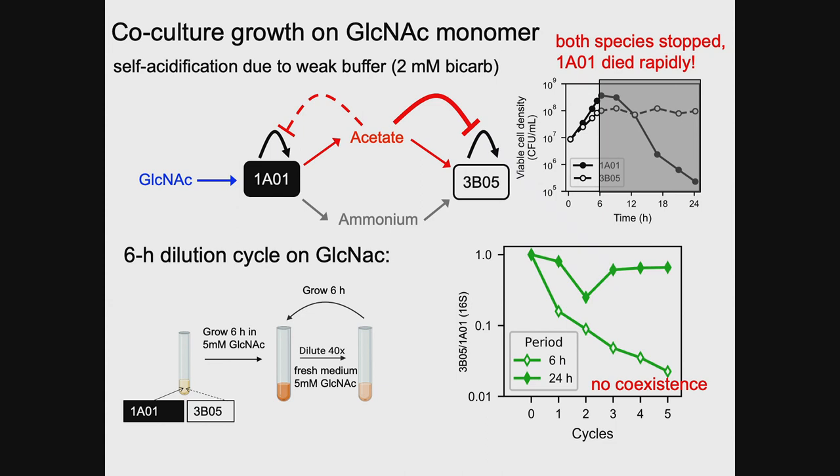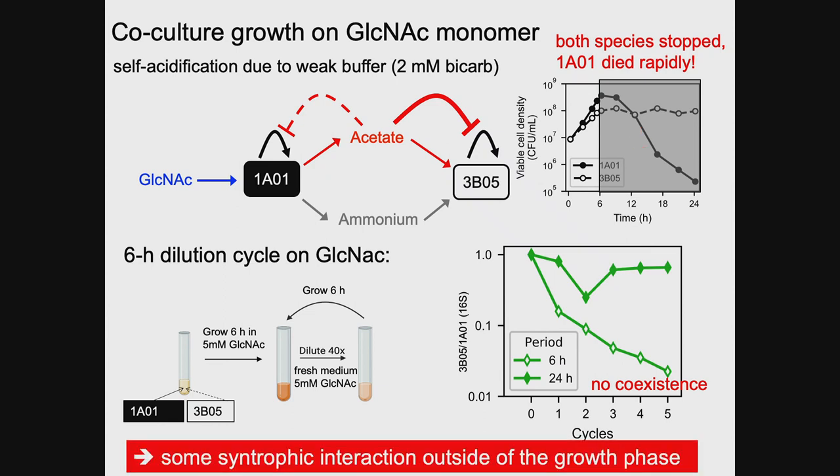And indeed, if we do a very rapid dilution, then only A survives, B doesn't. B cannot keep up with A. So this tells us that there's some kind of weird thing happening in the stationary phase, outside of a six-hour growth phase, that is making this coexistence possible. Yeah, question?